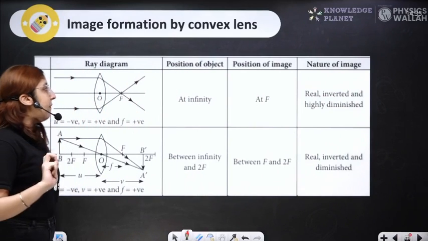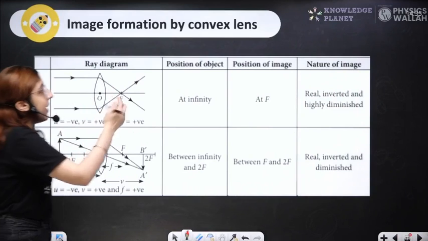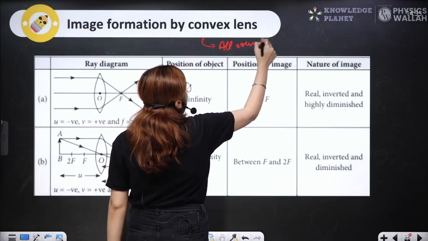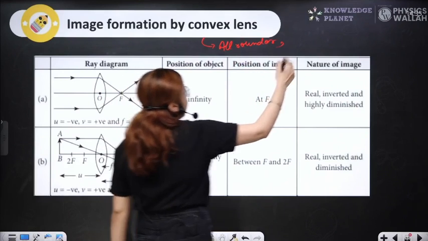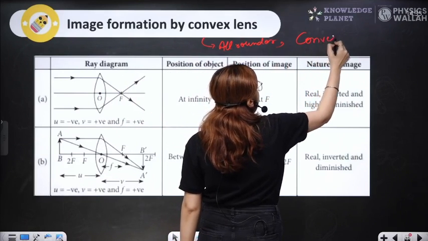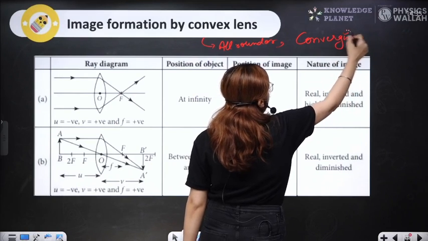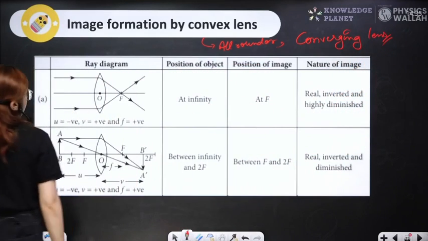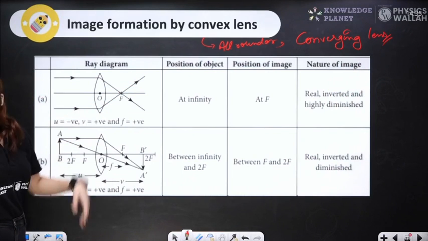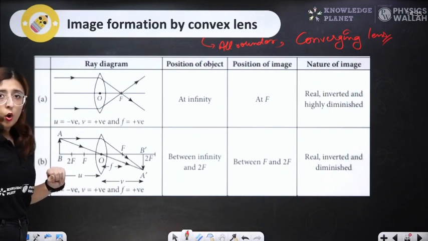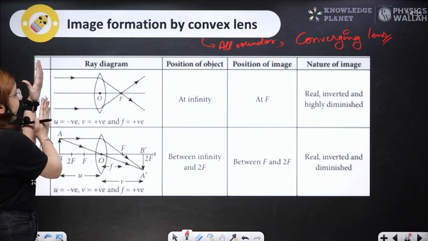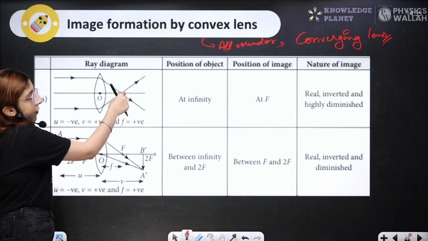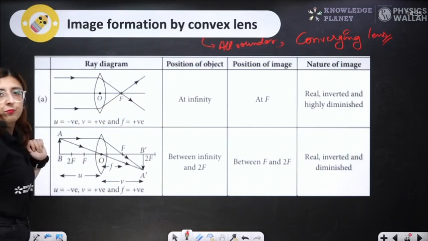Okay, now have a look. Let's talk about convex lens. Yes, your all-rounder. As it is your all-rounder, you can certainly say converging lens, converging lens. Okay, let's start with the first one. My object is kept at infinity. Okay, as object is kept at infinity, rays are parallel. After refraction, they will converge at focus. So image is formed at focus.